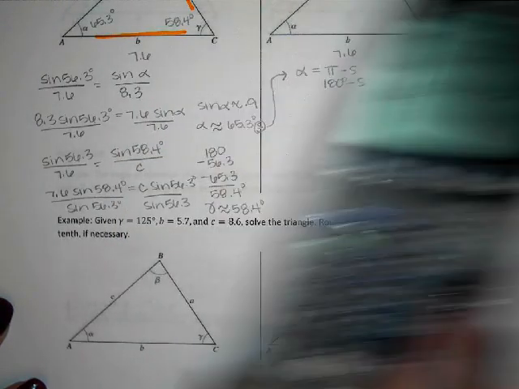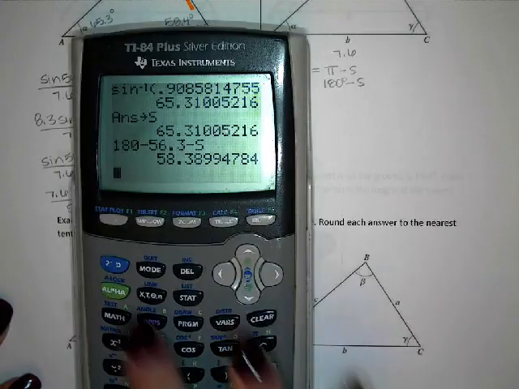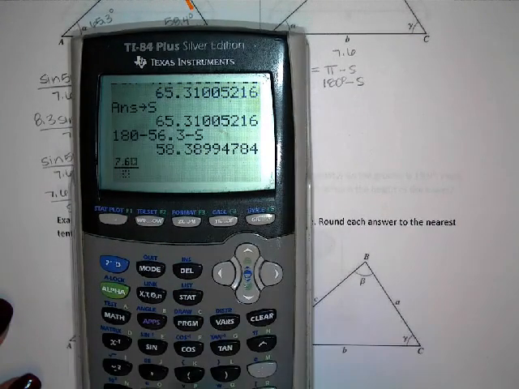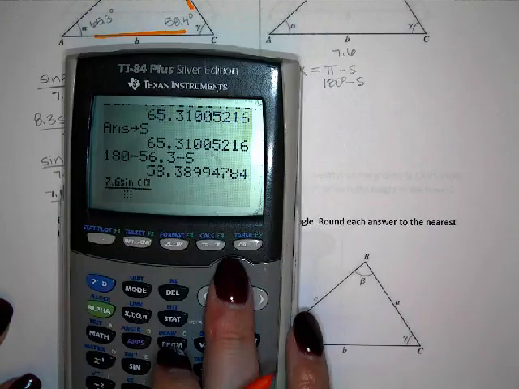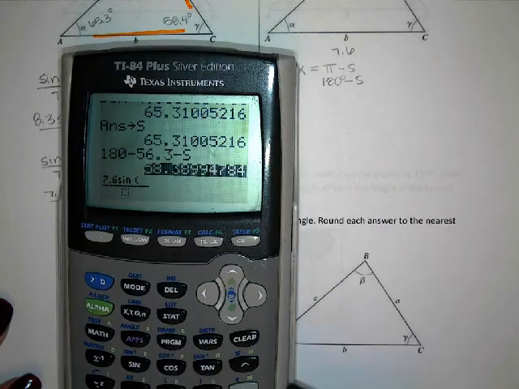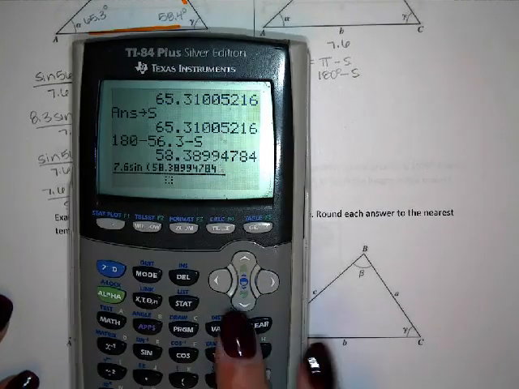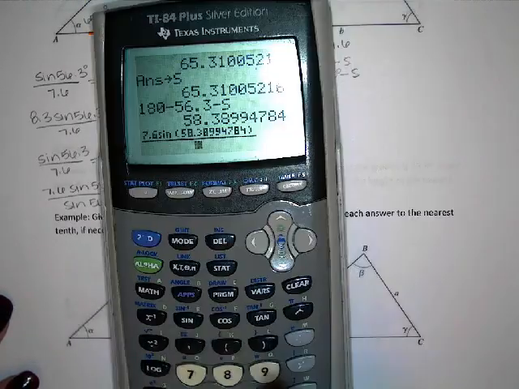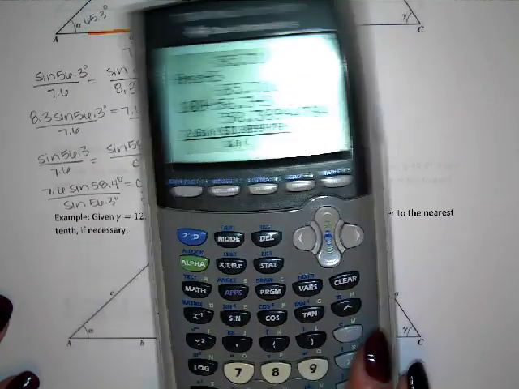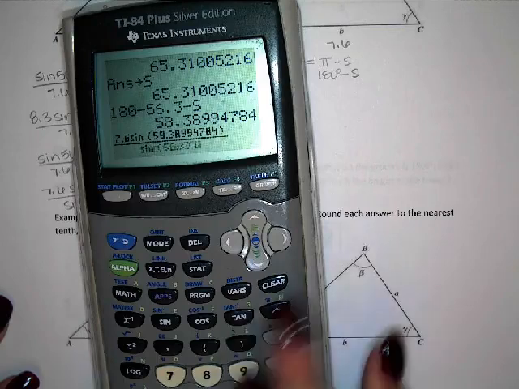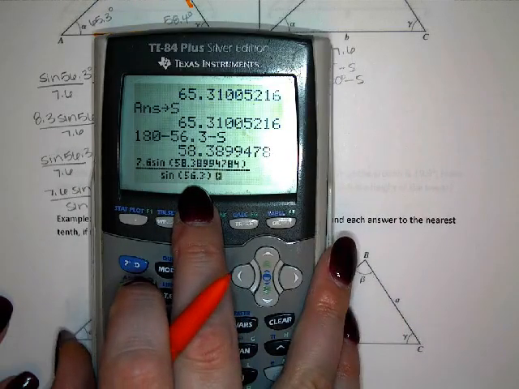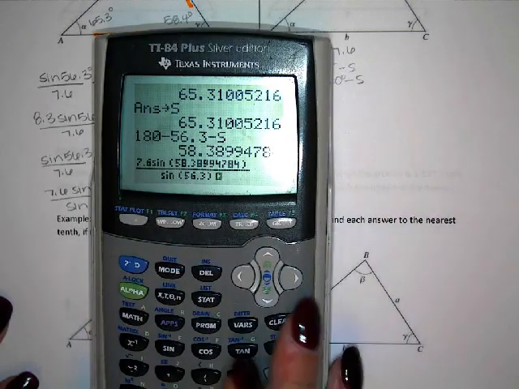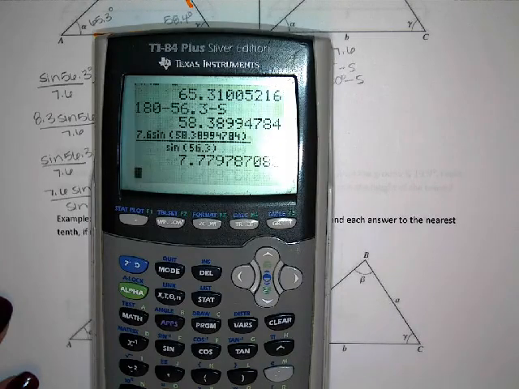7.6 sine of 58.4, I'm going to go up here and copy paste the 58.4. So I'm not using a rounded decimal, I'm using that whole decimal. Divided by sine of 56.3. This is a good decimal, it's not rounded, it was given to me in the original problem. And so I got this answer, 7.8, without rounding anything.